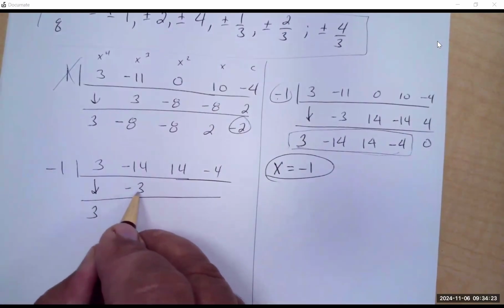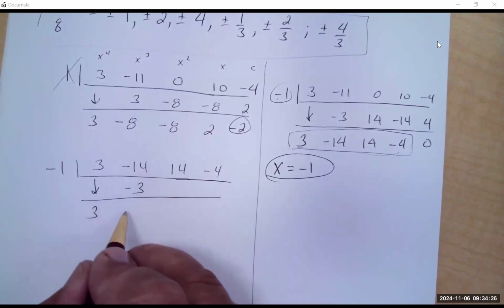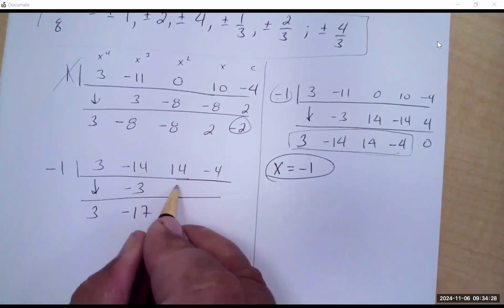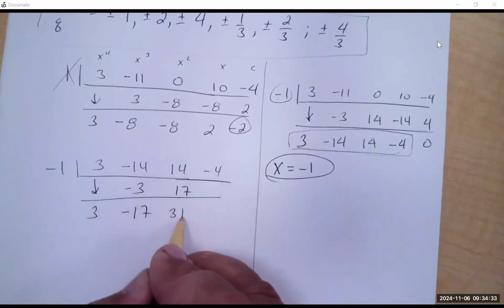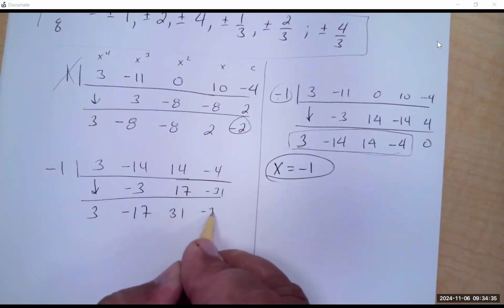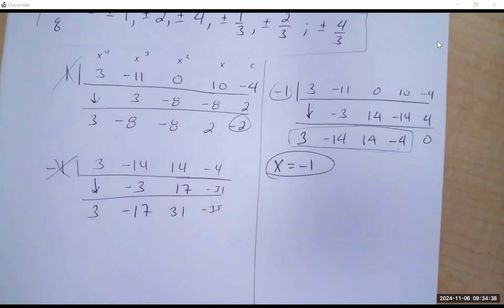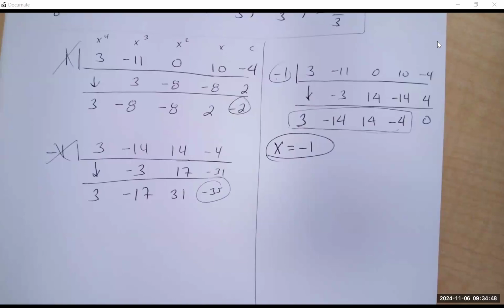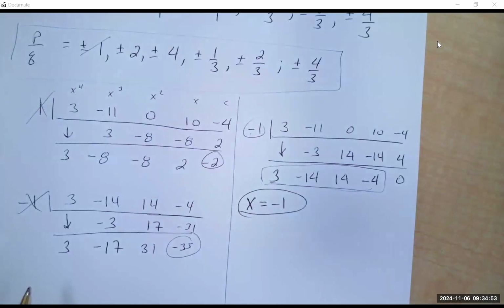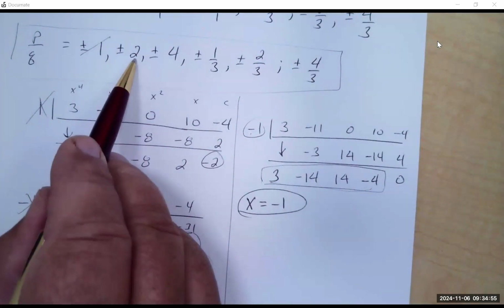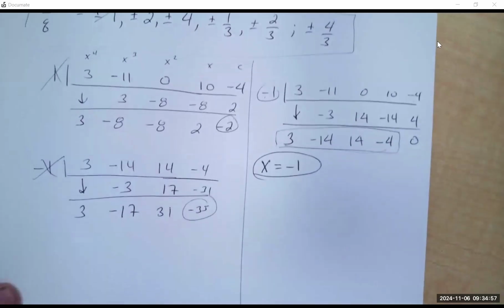-1 times 3 is -3. 14, -14, -3, -17. Makes it 17. 31, -31. So we only have one answer of -1. Okay, so that took care of the 1 and -1. Now I gotta try 2, -2, then 4, -4. I keep on going.